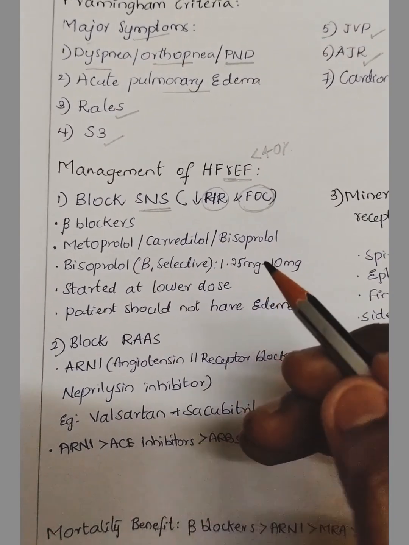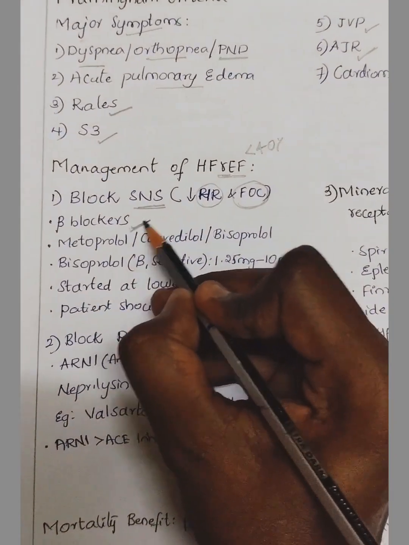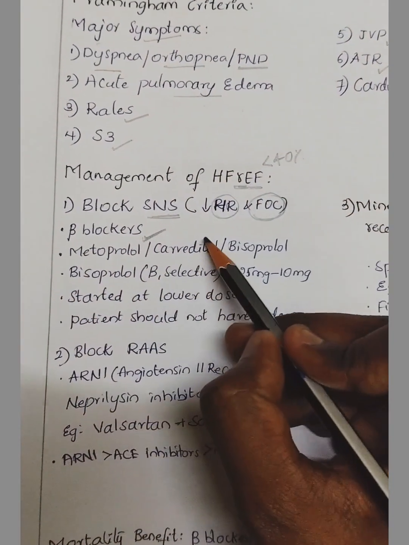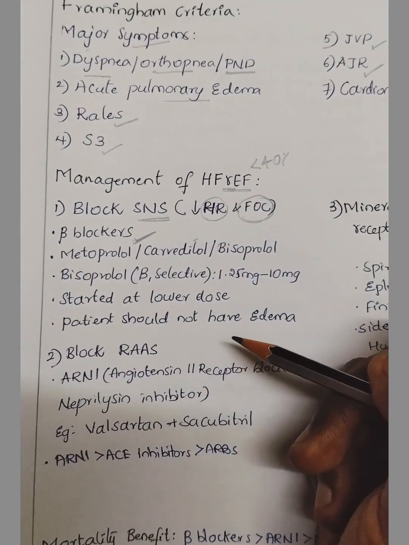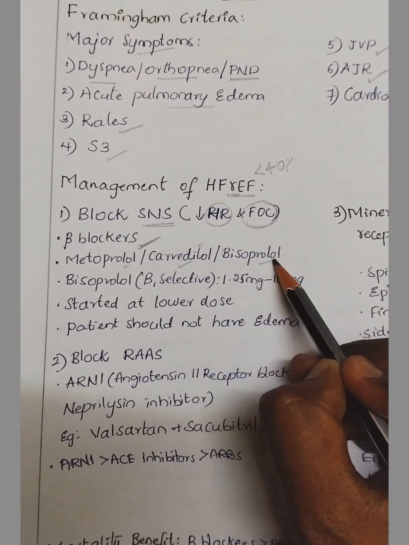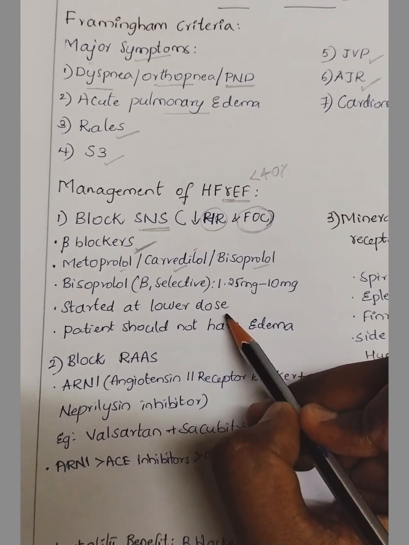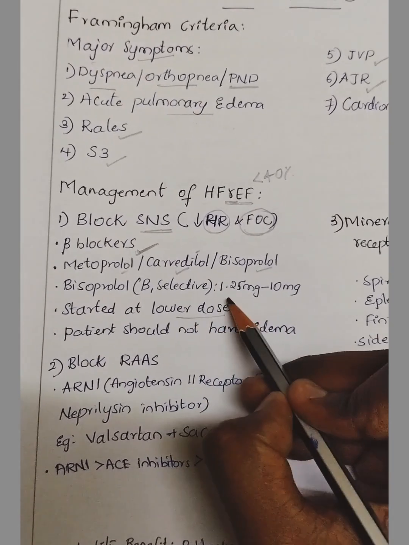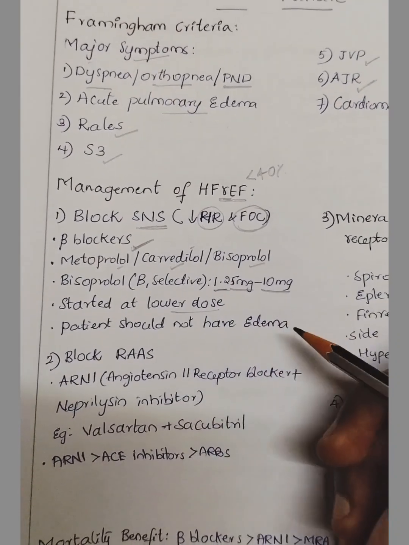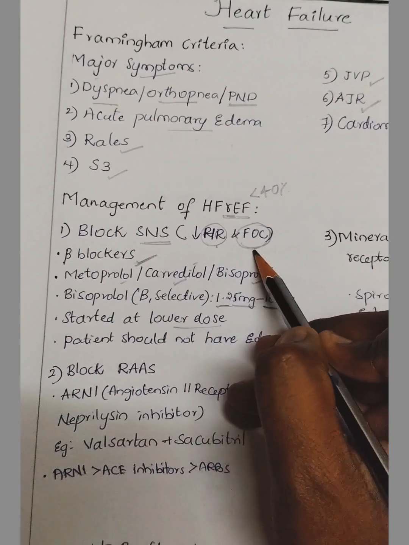This class mainly involves drugs like beta blockers. We all know beta blockers, there are cardioselective beta blockers and non-selective beta blockers, but here we will use cardioselective beta blockers. In this, metoprolol, carvedilol, bisoprolol. For the bisoprolol dose, we have to start at a very low dose. The beta blocker should be started at a lower dose, around 1.25 mg, and it can be increased up to 10 mg. So these beta blockers mainly cause a decrease in the heart rate and force of contraction.